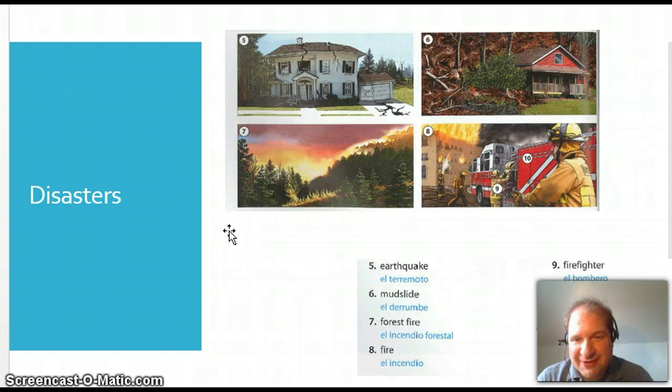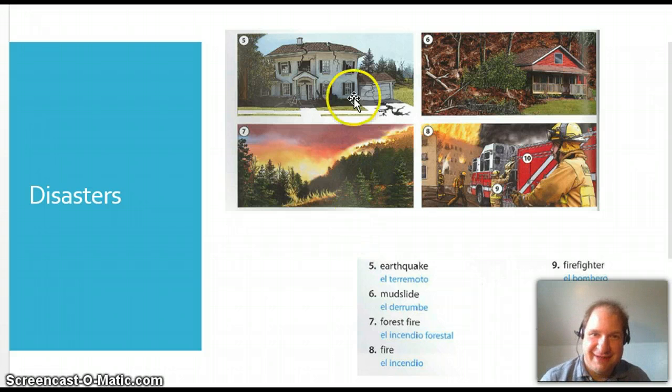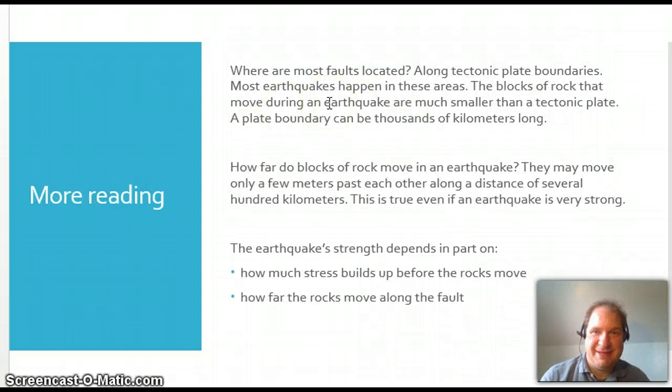So in live class, here's some words we'll talk about. El terremoto, an earthquake. El derrumbe. There's one of these in Puerto Rico. Was that last year or 2 years ago? Recently. Forest fires, not such a big deal. But yeah, earthquakes, sometimes we get them in Pennsylvania.